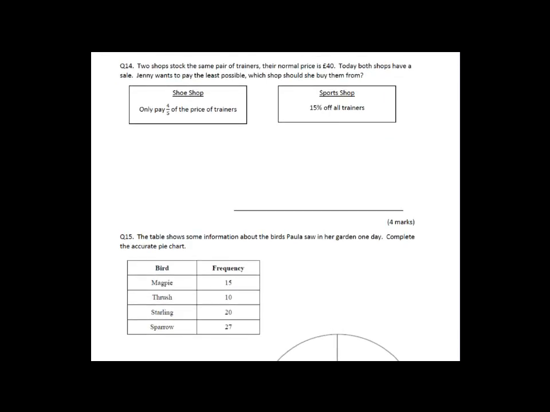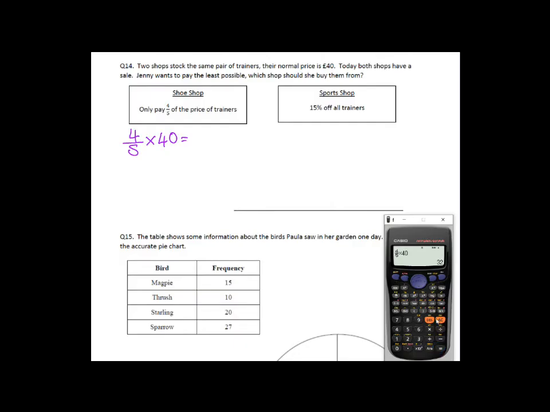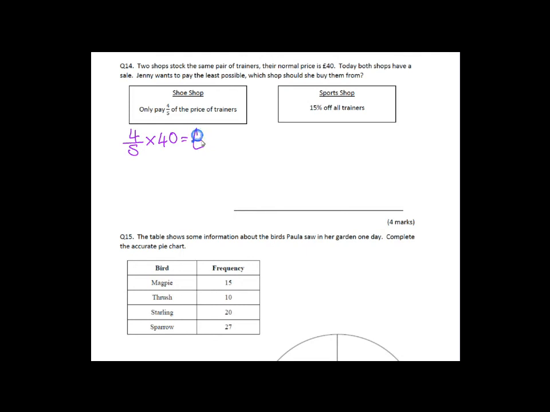Question 14. 2 shops stock the same pair of trainers. Their normal price is £40. Today, both shops have a sale. Jenny wants to pay the least possible. Which shop should she buy them from? Well, the shoe shop has only pay 4/5 of the price of the trainers. So it's 4/5 of the £40. So that means the trainers at the shoe shop are £32.